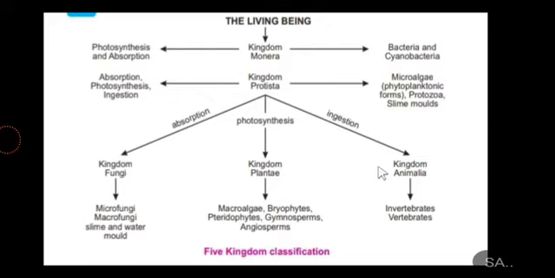Now move to kingdom Animalia. So all those organisms which did not possess any cell wall or chlorophyll, and their mode of nutrition was heterotrophic, and they feed themselves by means of ingestion, were categorized under kingdom Animalia, and they included invertebrates and vertebrates.